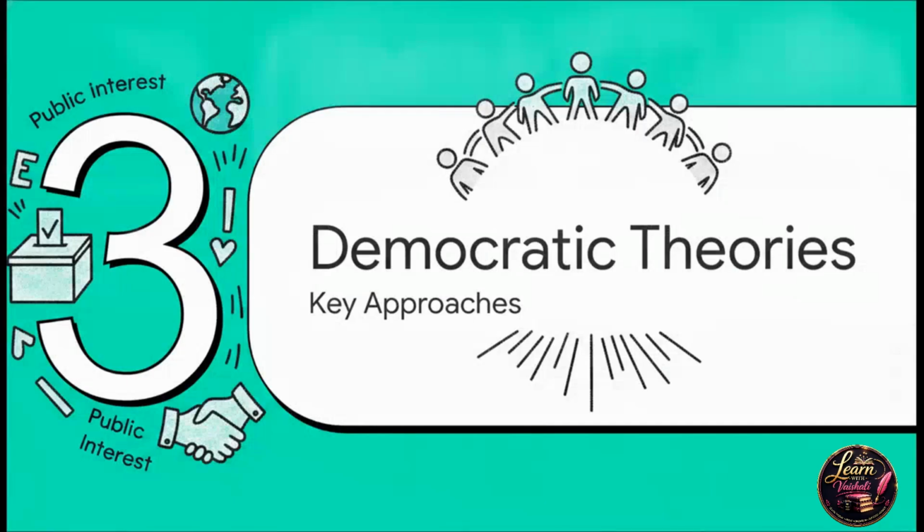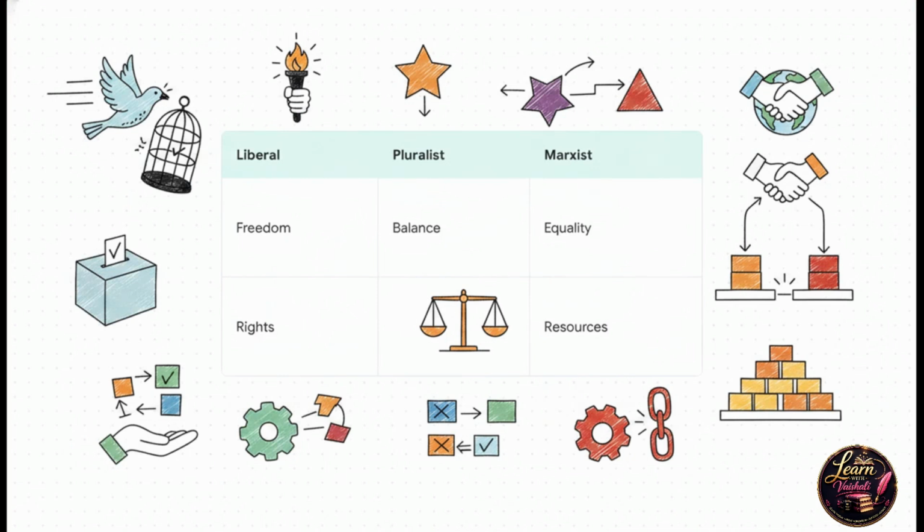Okay, let's shift gears a bit. Section 3, key theories of democracy. This is where it gets really interesting. We're going to look at 3 completely different ways political scientists evaluate governance. First up is the liberal theory. This approach focuses heavily on individual freedom, the strict protection of fundamental rights, and having free elections.